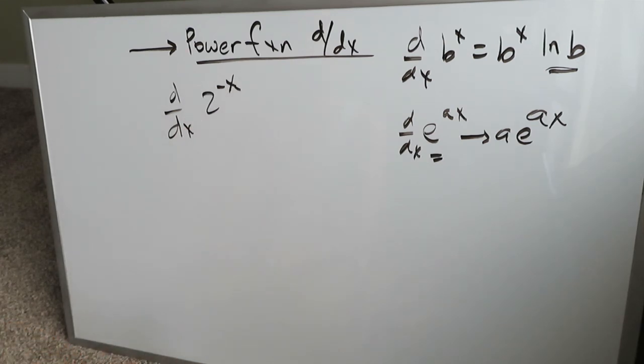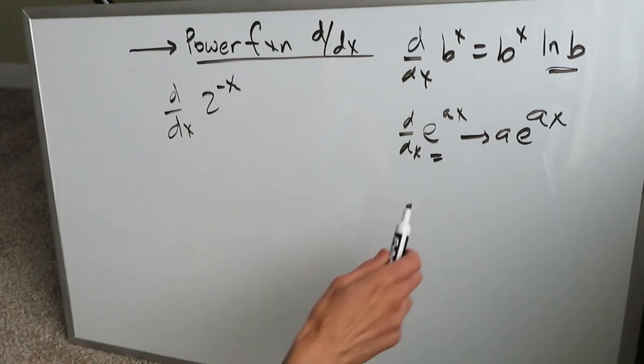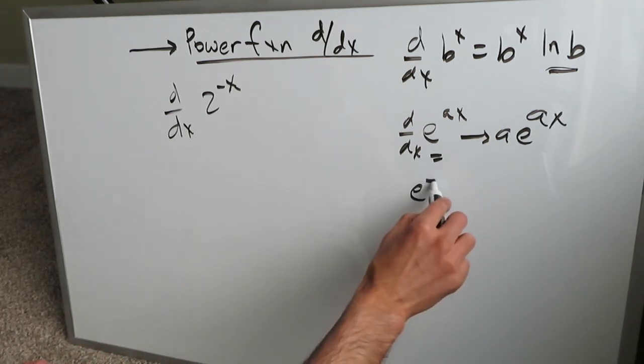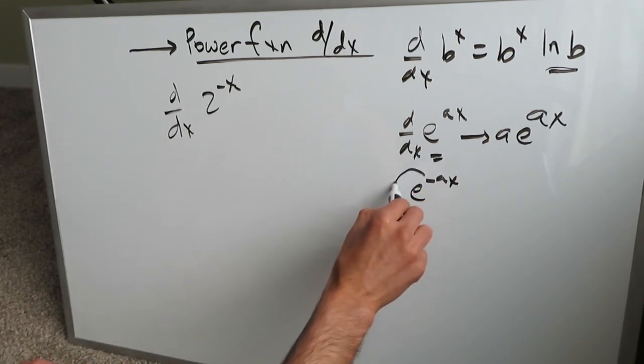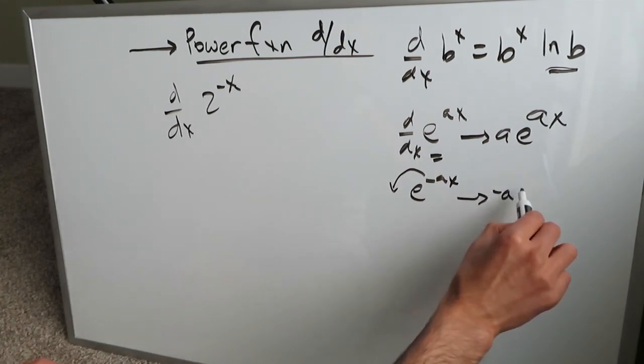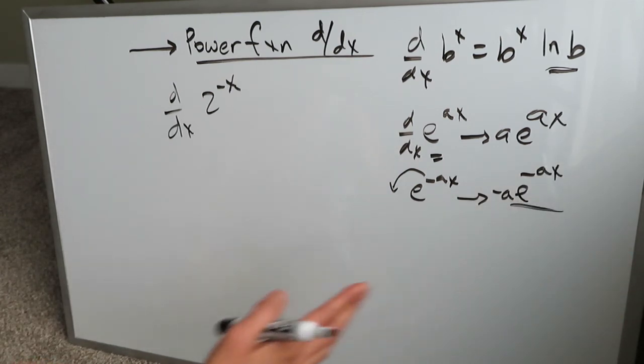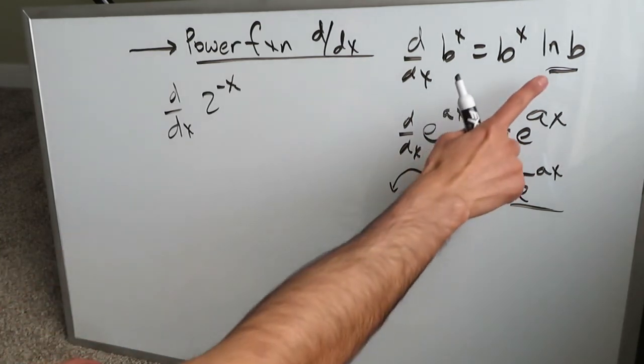You can view this in several ways. You can view it as if you're looking at this where e is replaced by the 2. Remember, if you're looking at e to the power of minus ax, you can bring this minus and the a with it, and you can get minus a e to the minus ax, and you end up with your final derivative and you're done.